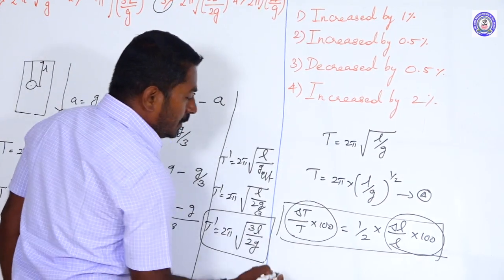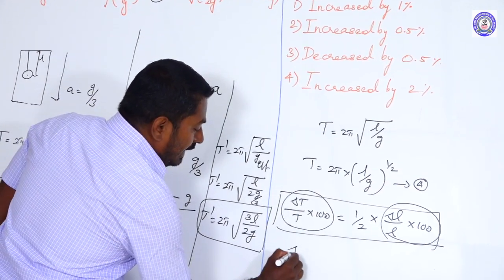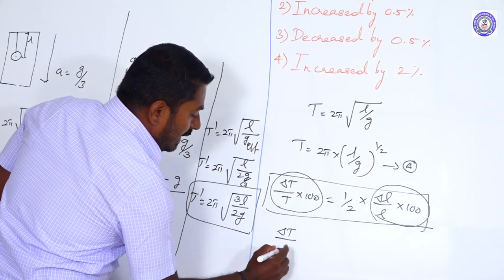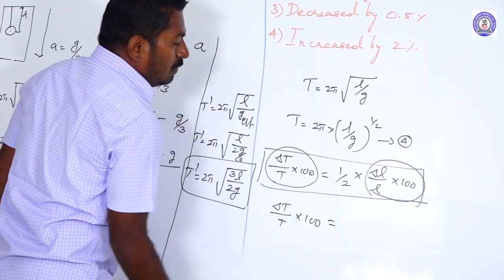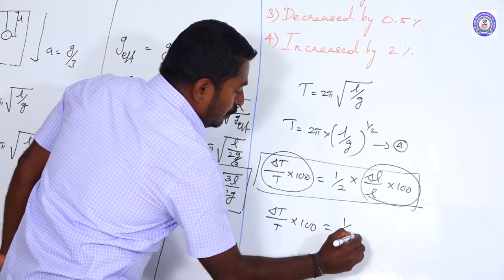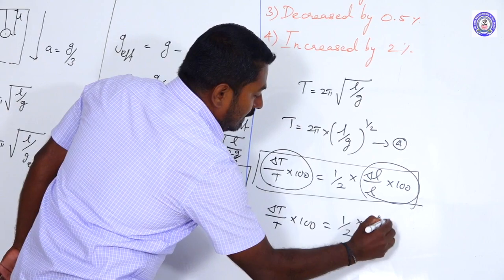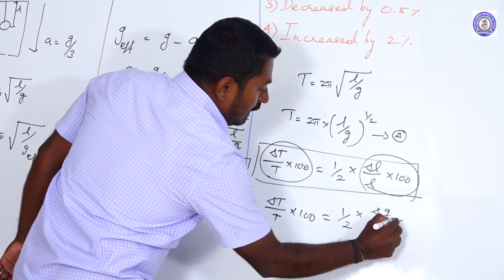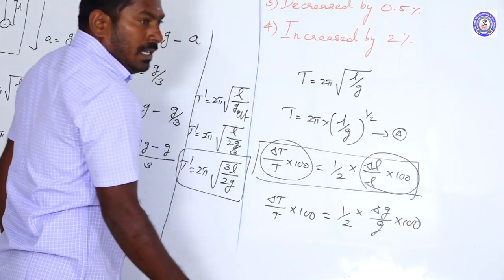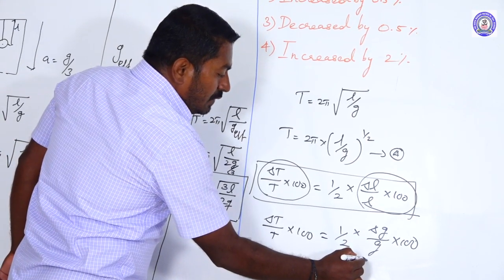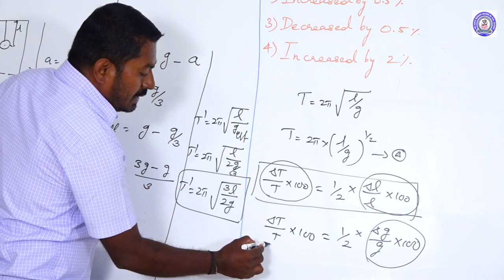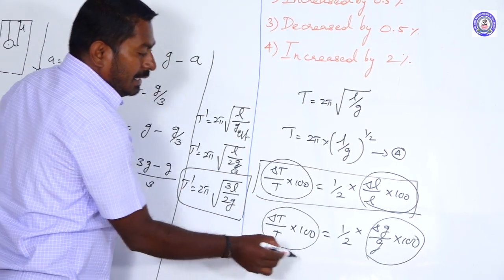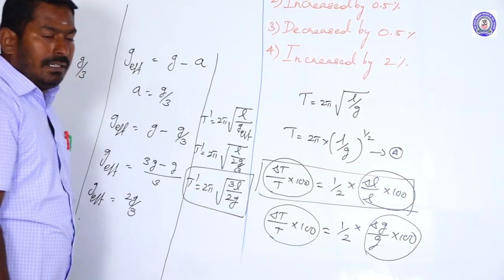Then another expression, percentage of change in time period del T divided by T into 100 percentage, which is equal to 1 divided by 2 into del g divided by g into 100 percentage. If percentage of change in acceleration due to gravity, what will happen? Percentage of change in time period. It is another important expression.